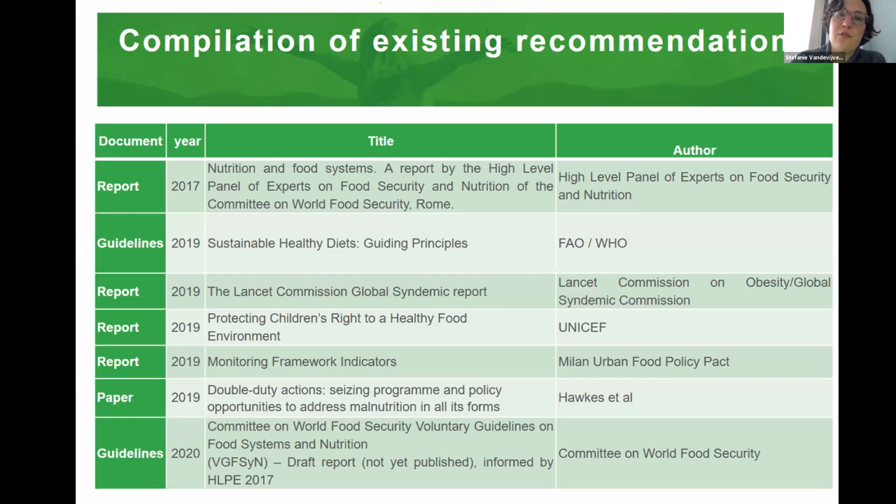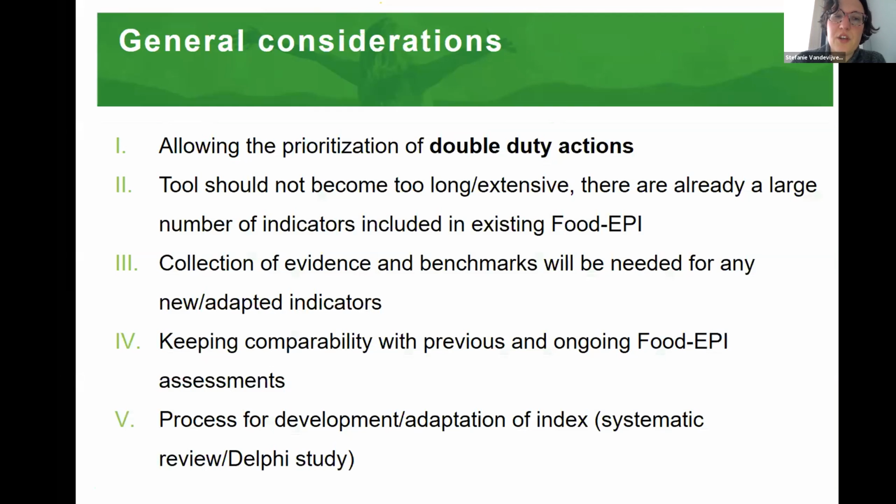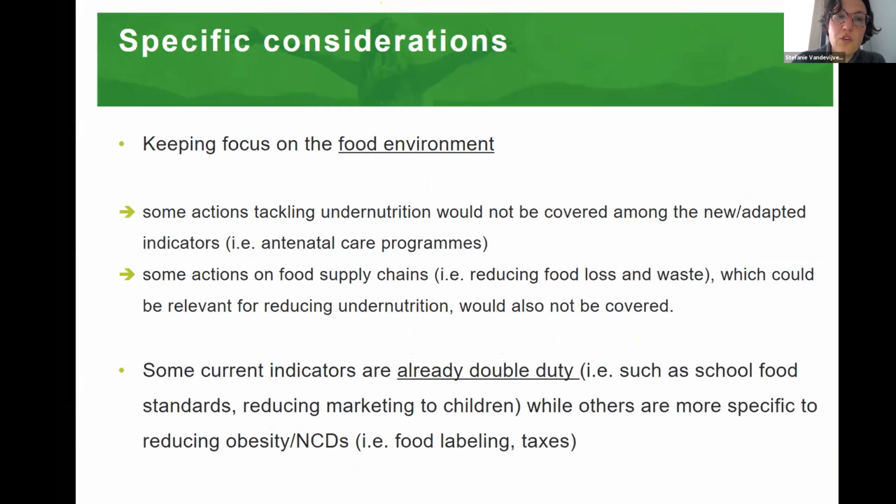And again, we have compiled existing recommendations, and we are now thinking about how we can really integrate these aspects without creating a completely new tool. We want to keep comparability with the existing Food-EPI. We don't want the tool to become way too long. Maybe we want to really keep the focus on the food environment, which means that some undernutrition actions might not be covered. That is something to discuss, of course. Maybe we can also have some discussion on that.